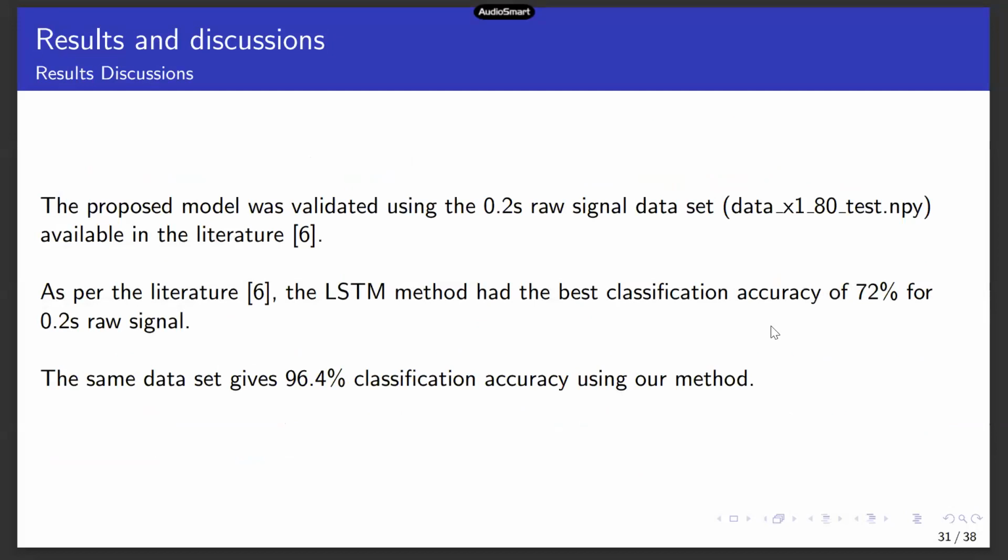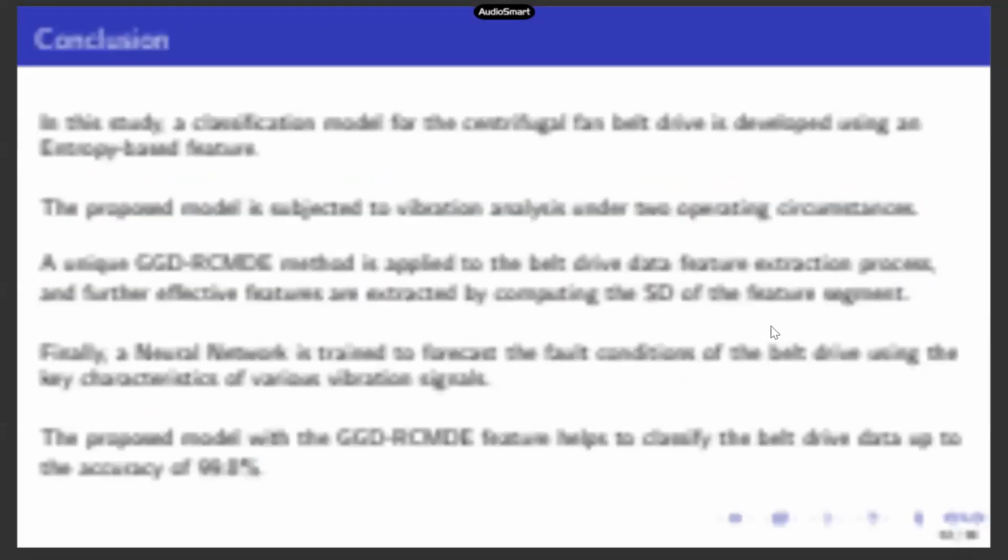The proposed model was validated for the 0.2 second raw data, which is shown in the literature. As per the literature, the LSTM method had the best classification accuracy of 72% for the 0.2 second raw data. For the same data, our method shows 96.4% classification accuracy.